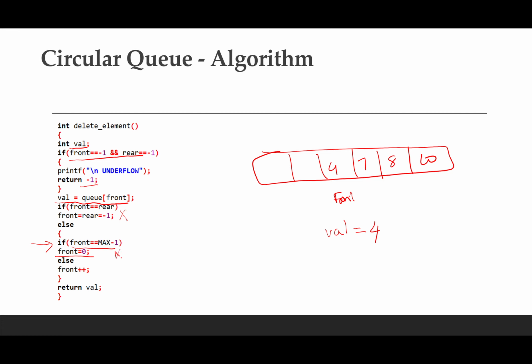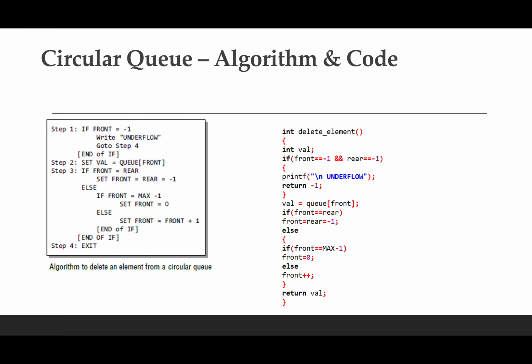Suppose this condition is also false. So what we have to do? We go to the else part and increment. We are incrementing the front value. So this is the front value and it will return the value. So this is removed from the queue. Okay. So this is the code and this is the algorithm.